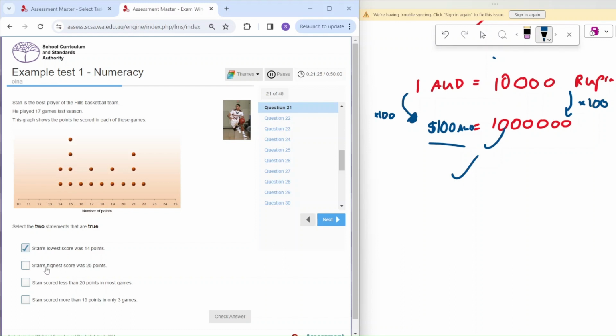Stan's highest score was 25 points. Is that true? Well, there's 25 up here, so must it be? No. Why not?